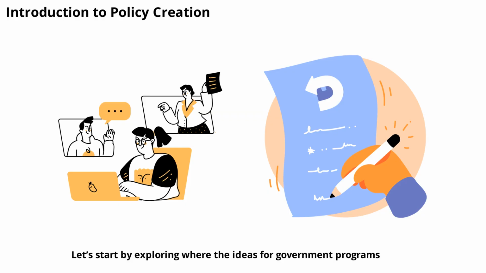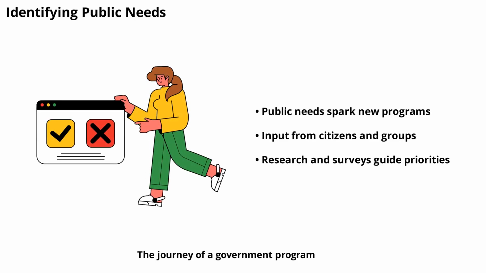Let's start by exploring where the ideas for government programs actually come from and who gets involved right from the beginning. The journey of a government program often begins with identifying a public need. This could be anything from improving healthcare access to addressing unemployment or enhancing public safety. These needs are usually brought to light by citizens, advocacy groups, or even government agencies themselves.